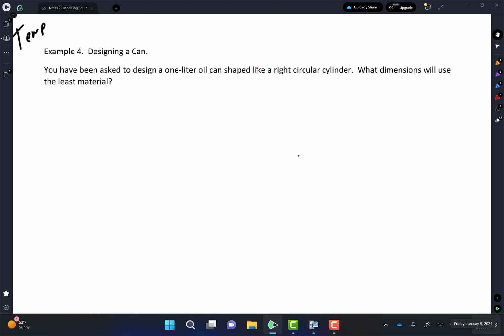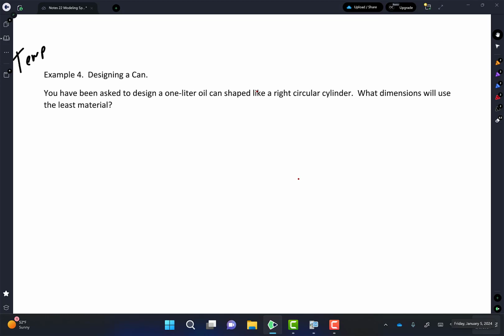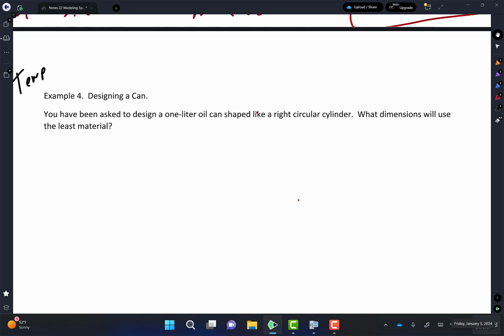Designing a can. You have been asked to design a 1 liter oil can shaped like a right circular cylinder. So hopefully you know what a right circular cylinder is. This is how they used to have oil cans in the 50s. What dimensions will use the least material? No longer do oil cans come like that, by the way. Now they come shaped kind of rectangular.